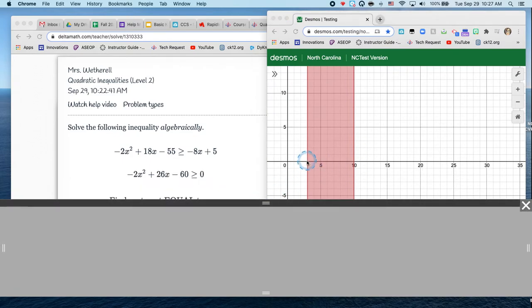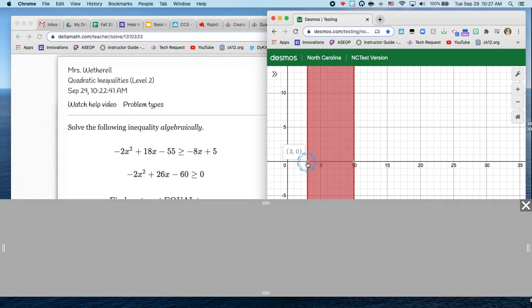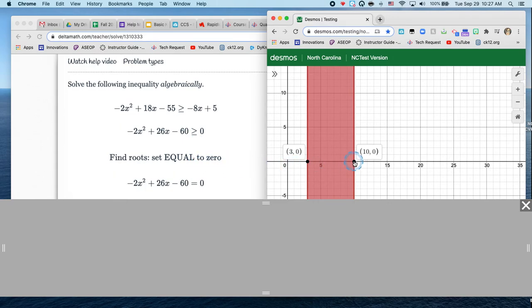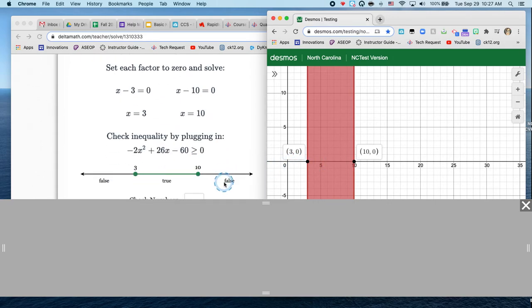What area is shaded? Well, what are the numbers? So if I click on my Desmos graph, I can see that you're using your x values. There's a 3 and a 10. So notice the areas between 3 and 10 are shaded. So this is how you write it.